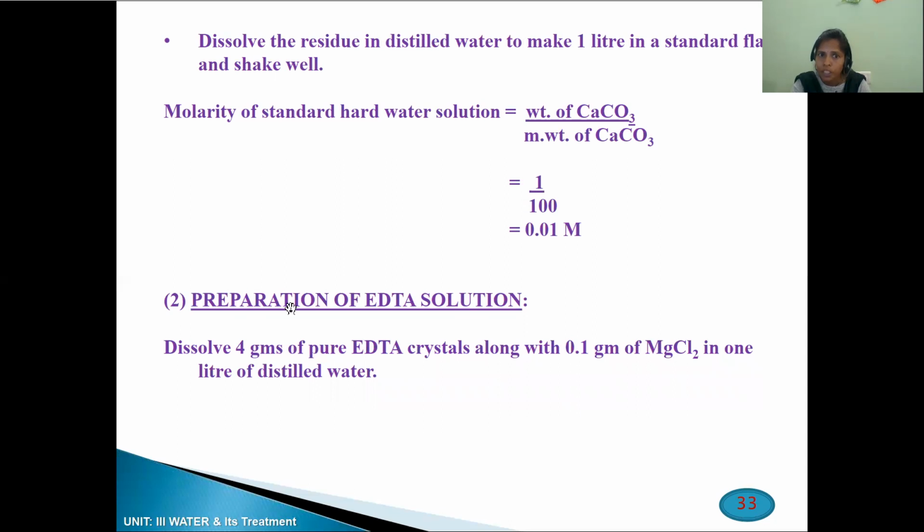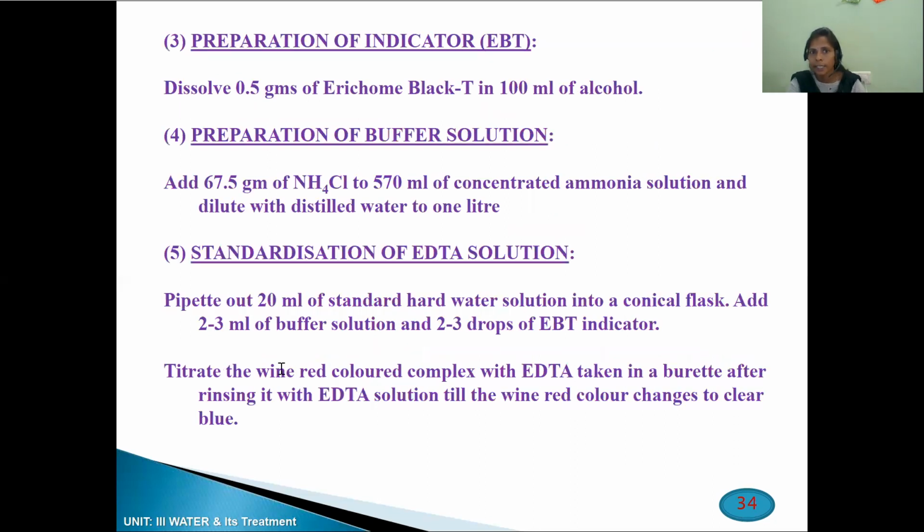What is the second solution? Preparation of EDTA solution. For preparing EDTA solution, we are dissolving 4 grams of pure EDTA crystals along with 0.1 gram of magnesium chloride in 1 liter of distilled water. So how are we preparing? Dissolving 4 grams of EDTA along with 0.1 gram of magnesium chloride in 1 liter of distilled water. That is the preparation of EDTA.